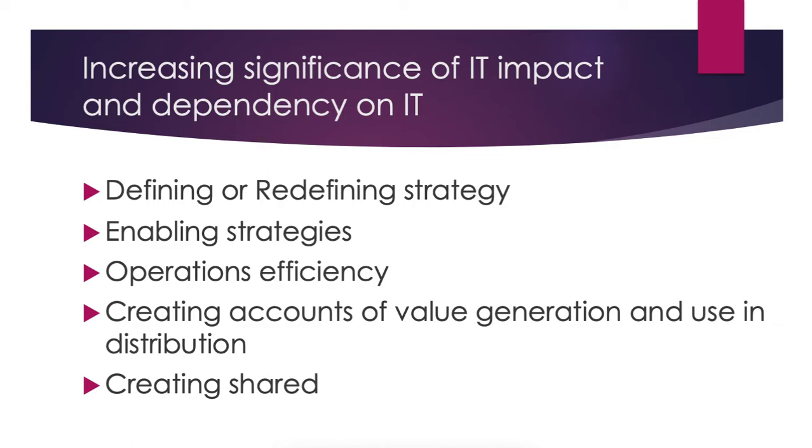Next, we have enabling strategy: integration of business processes and units, digitization of business transactions, avoidance of operation risk of IT, operation efficiency, process re-engineering. Today, people are going paperless. At times, you could pay your mobile bill online and get a discount for that. For example, in Verizon, creating accounts of value generation and use in distribution.